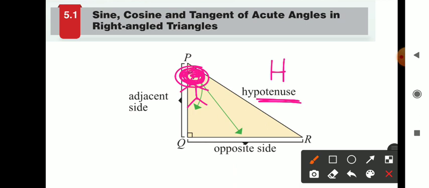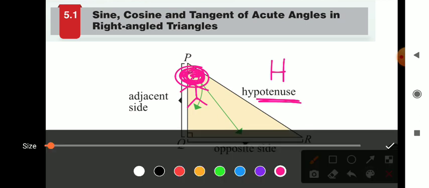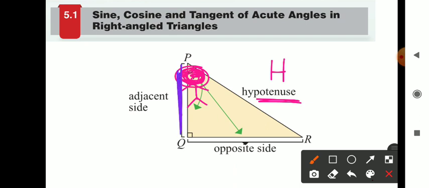But now, the adjacent side and opposite side change. If you stand here, this line will be nearer. This purple line will be very near to you, so this purple line becomes the adjacent side. Then this green line will be further away from you. This green line we call the opposite side. So you must understand now which one is adjacent and which one is opposite side.